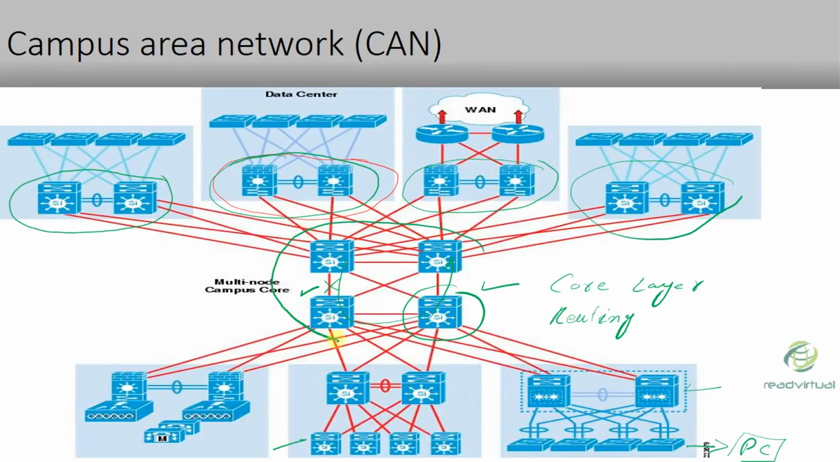The core layer is connected to all of the network modules. For example, we have the data center, so the core layer is also connected to the aggregation of the data center. The core layer is also connected to the WAN aggregation. The core layer is also connected to the internet edge, if we have it here.